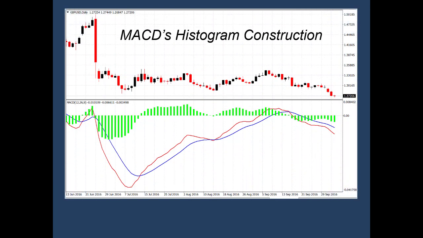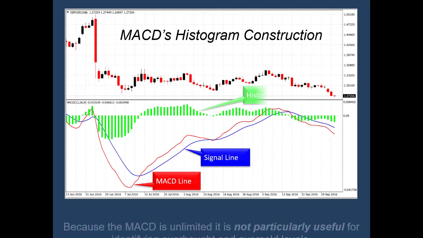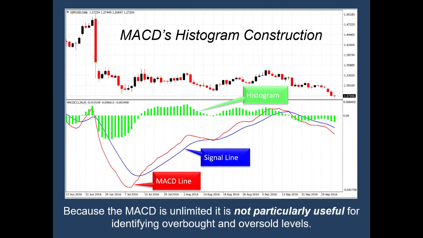I would like to just explain a little bit more the construction of the MACD. So here you have the MACD line and the signal line and the histogram. Because the MACD is unlimited, it is not particularly useful for identifying markets that are overbought and oversold.